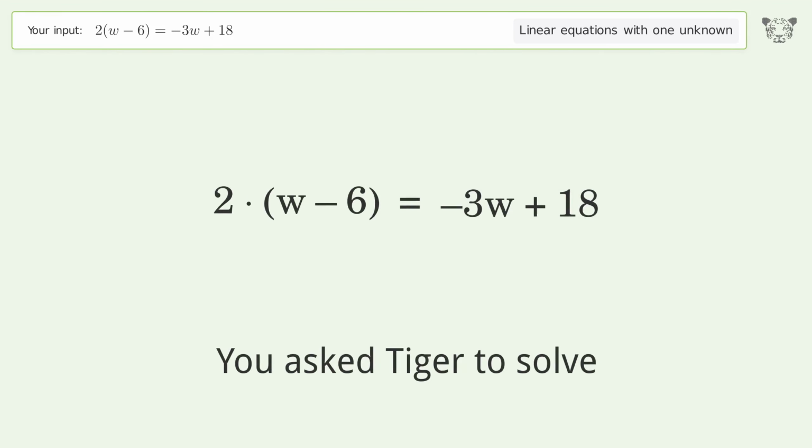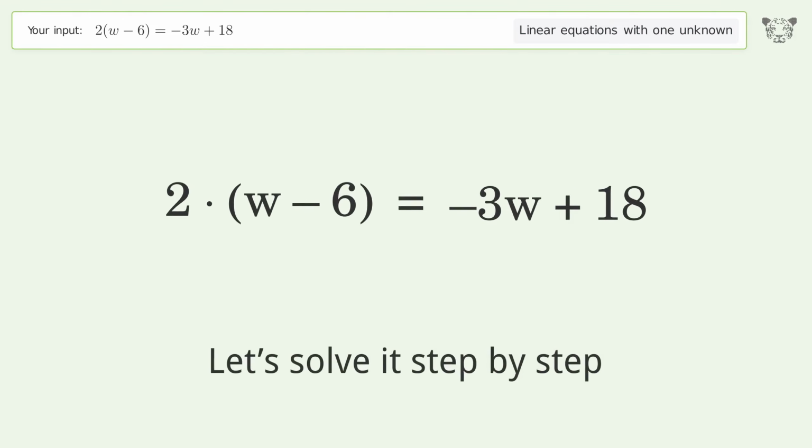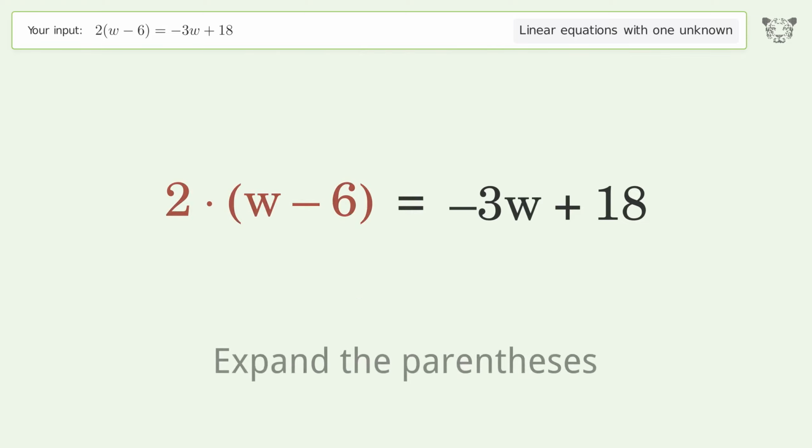You ask Tiger to solve. This deals with linear equations with one unknown. The final result is w=6. Let's solve it step by step. Simplify the expression. Expand the parentheses.